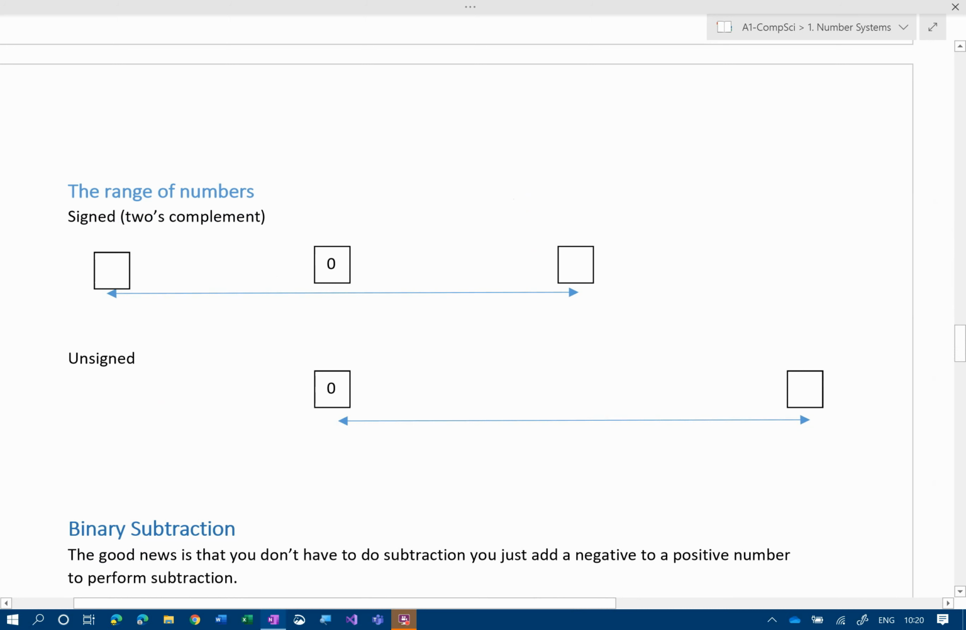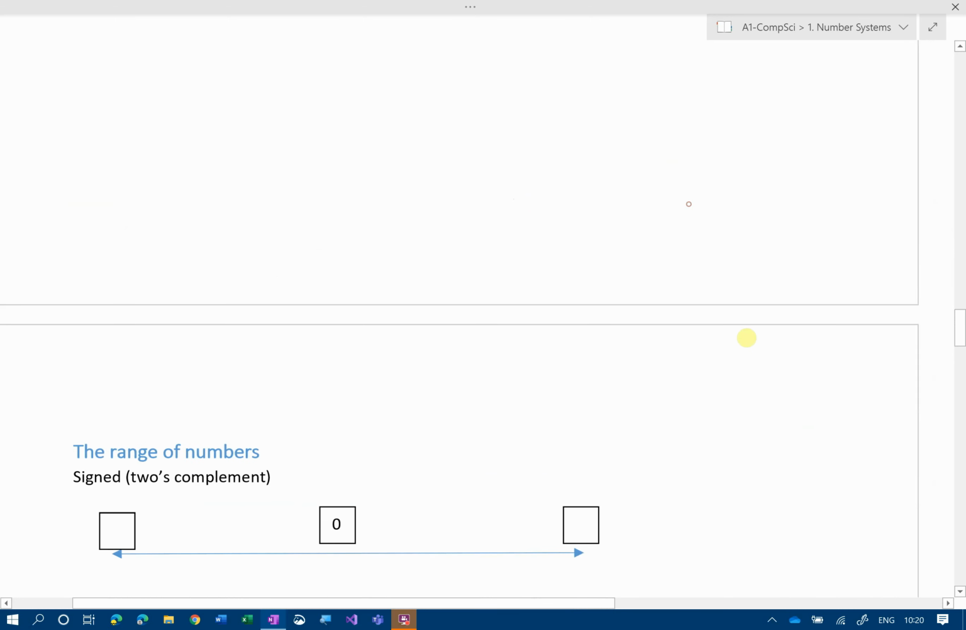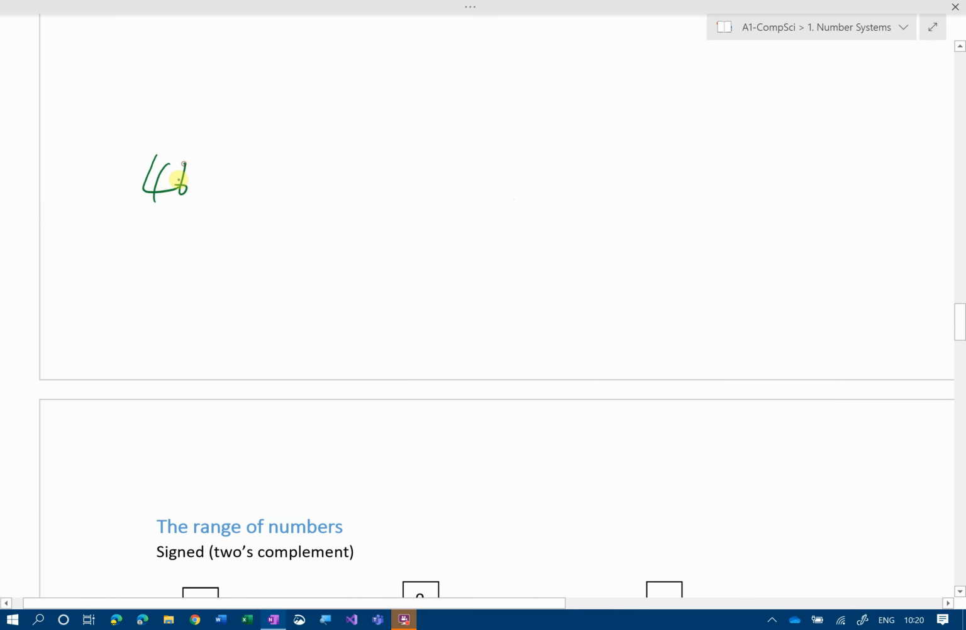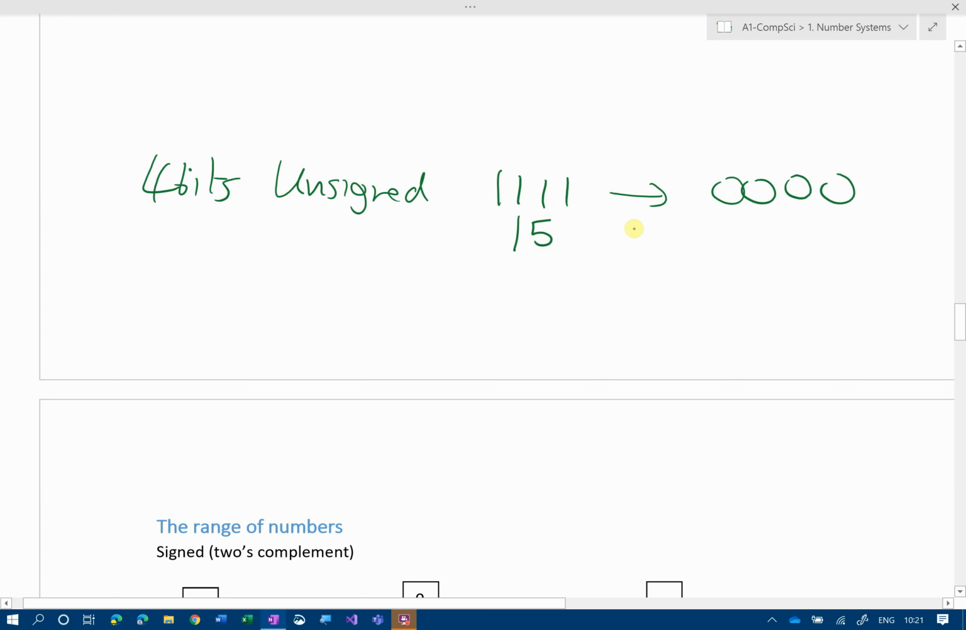Now let me just think about it in 4 bits, and you can fill this in yourself. Let's say I'm limited to 4 bits. Let's do signed, unsigned. Now, that's my range, isn't it? So I can go from 15 to 0. And that's 16 different numbers.